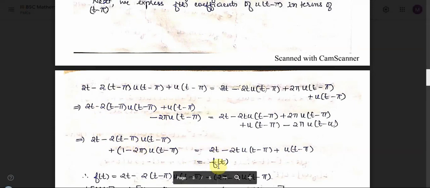The right hand side is exactly the f of t. So now f of t: coefficients of u are expressed in terms of t minus pi. Here it is just a number, so it does not matter. When t is there with u, it should be t minus pi. Here there is no u, therefore t can remain as it is. Here there is u, there is no t over here, therefore this is okay for us. Therefore, f of t is this value now.